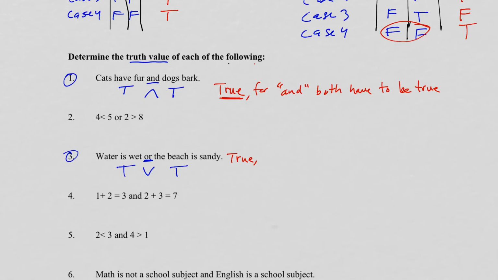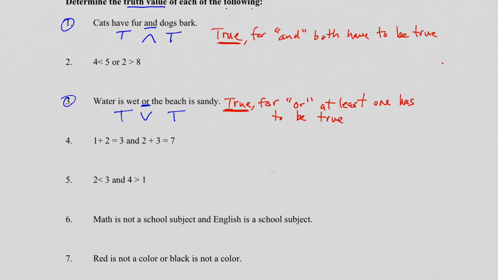Why? So this is true because for the "or," at least one has to be true. Okay, I'm not going to write that explanation every time. I'll say it, but I won't write it. Okay, that's the gist. If you're asked why, that's what you would write. All right, so let's continue here with number 5.